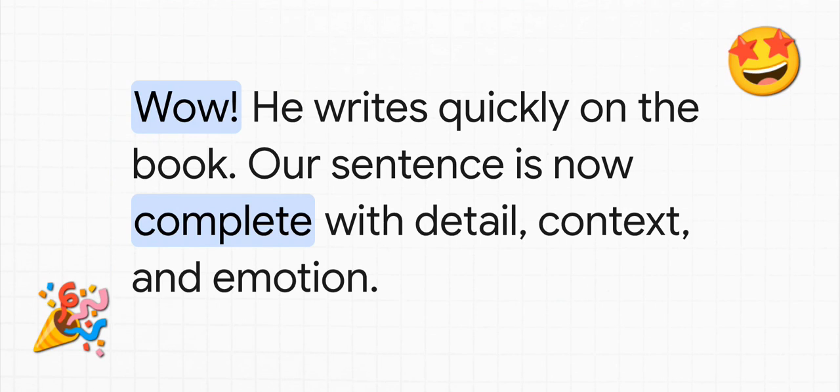How cool is that? We started with just the teacher writes, and by carefully adding 6 more parts of speech, we've built a sentence that has detail, context, efficiency, and real emotion. Wow, he writes quickly on the book.